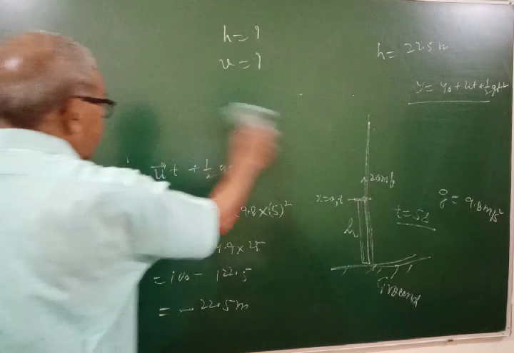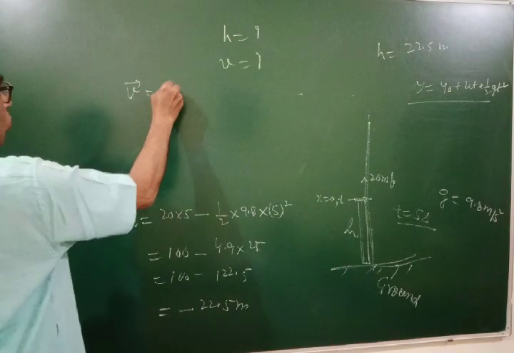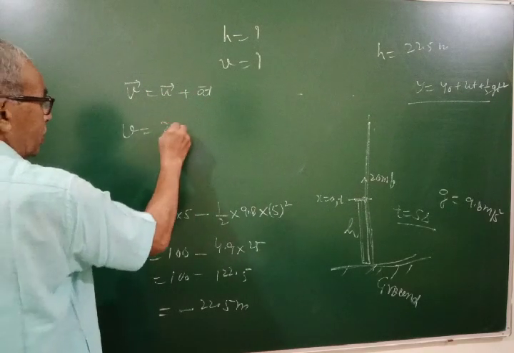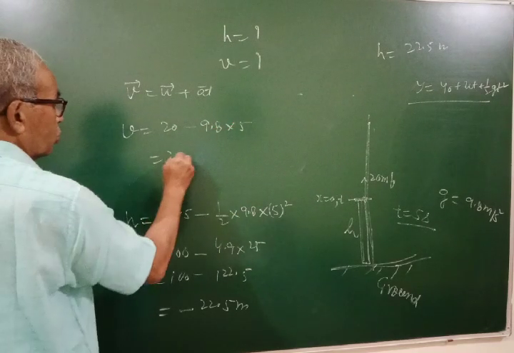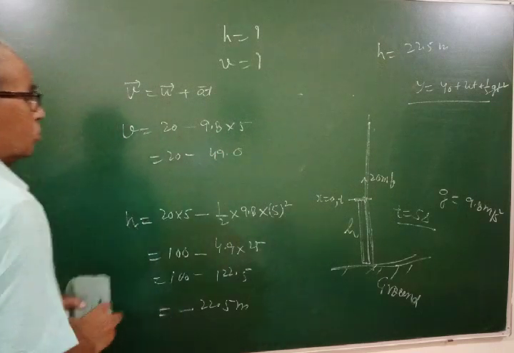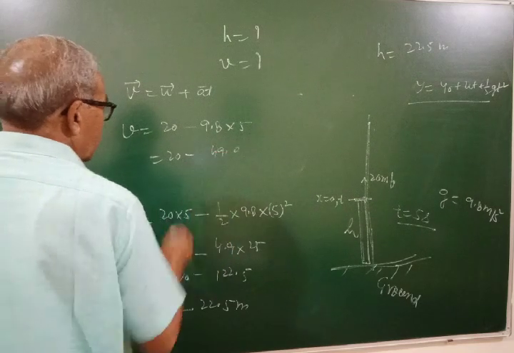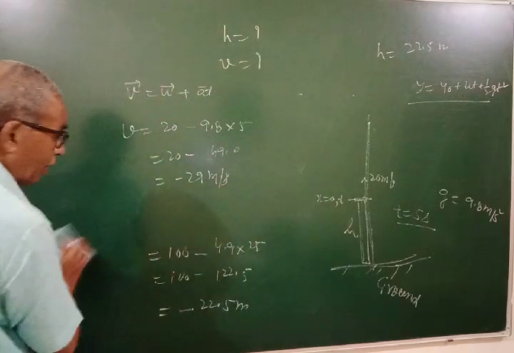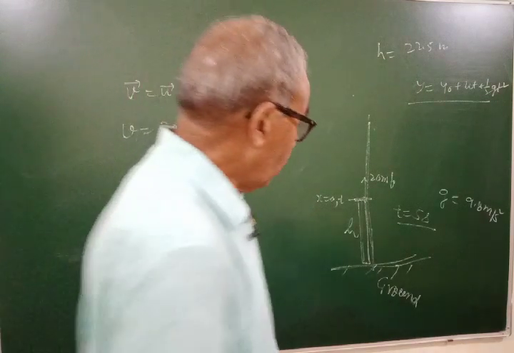Now for the velocity gained when it hits the ground, again we use v equal to u plus at. So v equal to 20 minus 9.8 into 5. So 20 minus 49, sorry, how much will it be, 49, yes, so 20 minus 49 is minus 29 meters per second. The minus sign means that at 5 seconds the ball had velocity vertically downward.